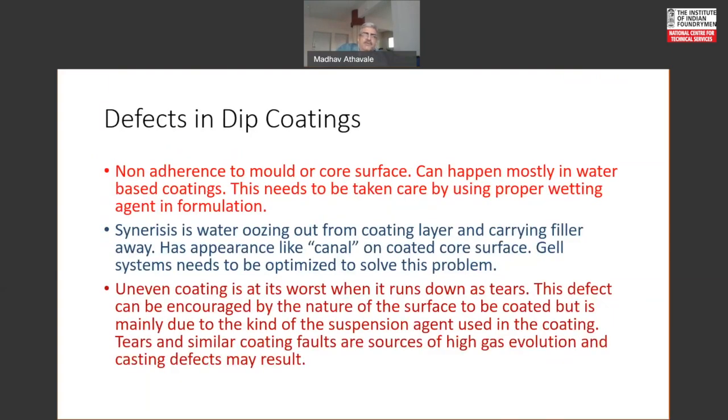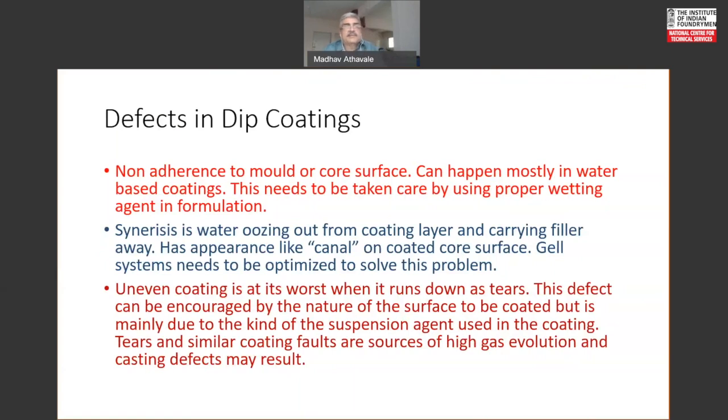Now, a slide on what are the defects in coatings. One defect in the coatings can be non-adherence of the coating to the mold and core surface. It depends on the formulation and type of the mold and core surface. It can happen mostly in water-based coatings, and this needs to be taken care of by use of proper level of wetting agents in the formulation.